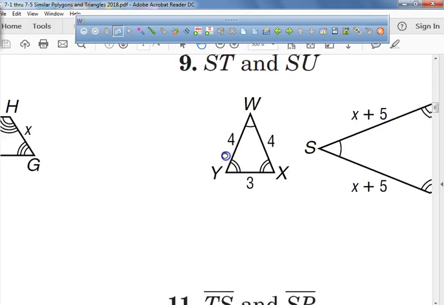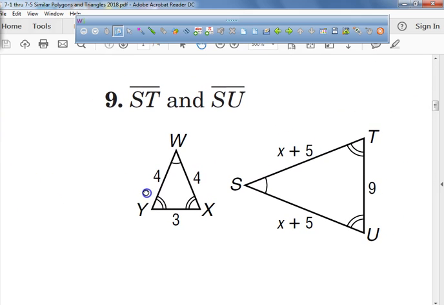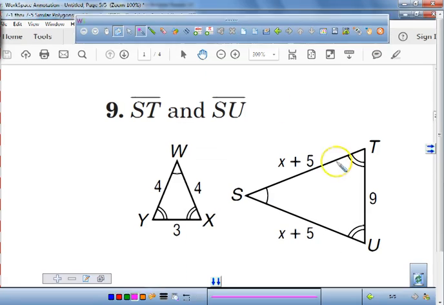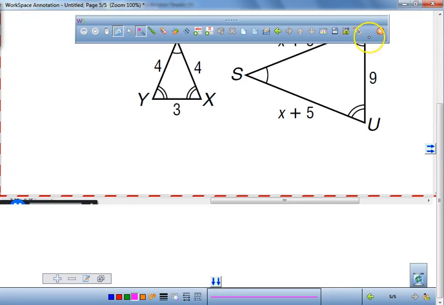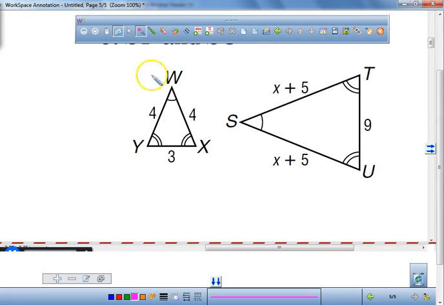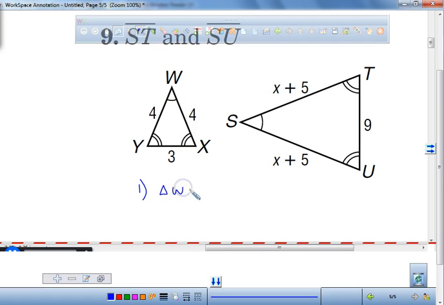We're going to move over here to problem number 9. So we are looking for ST and SU. The very first thing we're going to do is write what's called the similarity statement. Number 1, I'm going to write a similarity statement. So I'm going to write triangle, starting with angle W, then go to X, then go to Y. So I'm going from W to X to Y.